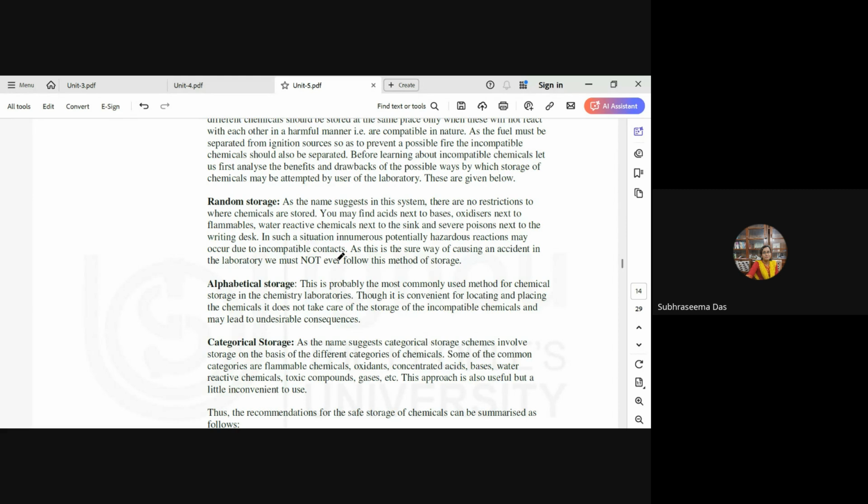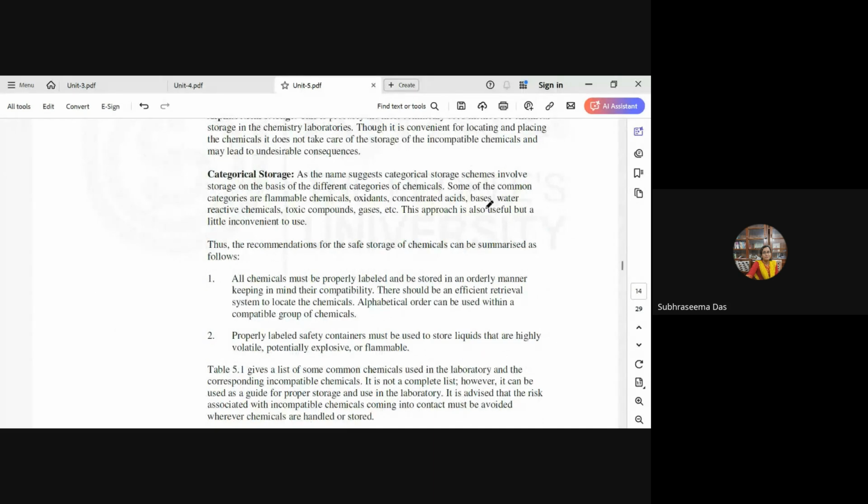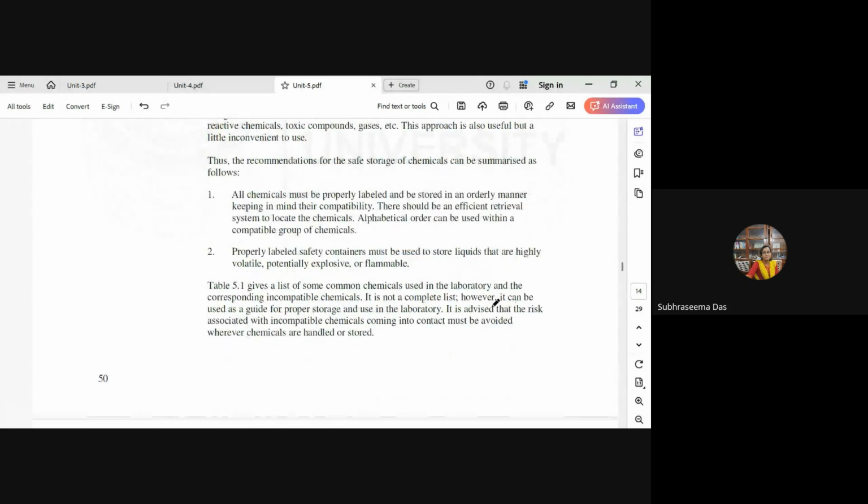Then categorical storage. Here chemicals are divided in terms of categories, such as flammable chemicals, acids, bases, or toxic compounds. This approach is useful, but mostly it is not followed. So, as a recommendation for storage of chemicals, we can summarize that all chemicals must be properly labeled and stored in an ordered manner. Mostly alphabetical order is followed. Liquids that are highly volatile or flammable in nature should be properly labeled and kept aside.